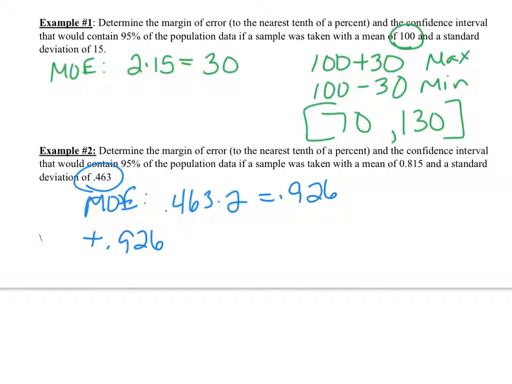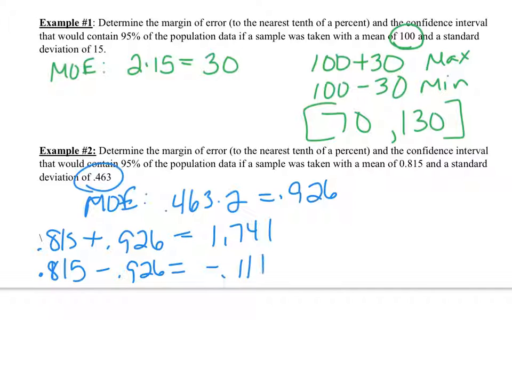0.926. We're going to add that to the mean. And if I do this, I get 1.741. And then I take that mean again, and I subtract 0.926. That's the margin of error, and I get negative 0.111. So the confidence interval, the 95% of the population that would fall, the average would fall somewhere between negative 0.111 and positive 1.741.